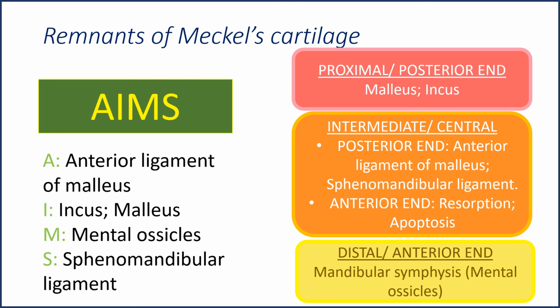You can easily remember the remnants of Meckel's cartilage using the mnemonic on your screen, that is AIMS, where A stands for anterior ligament of malleus, I for incus and malleus, M for the mental ossicles, and S for the sphenomandibular ligament.